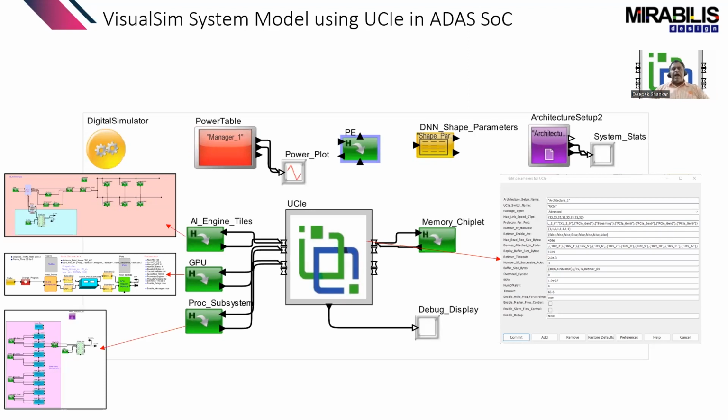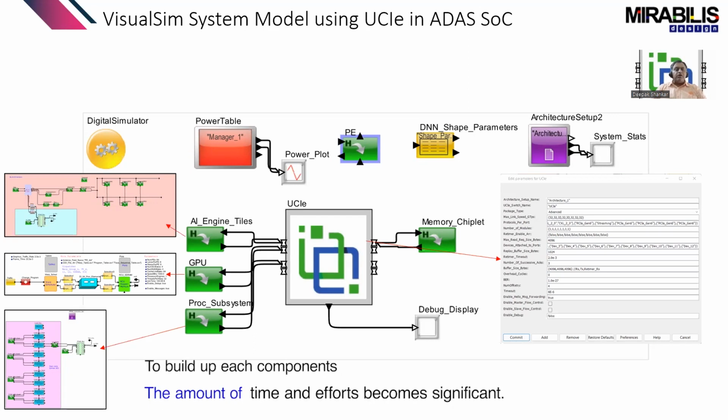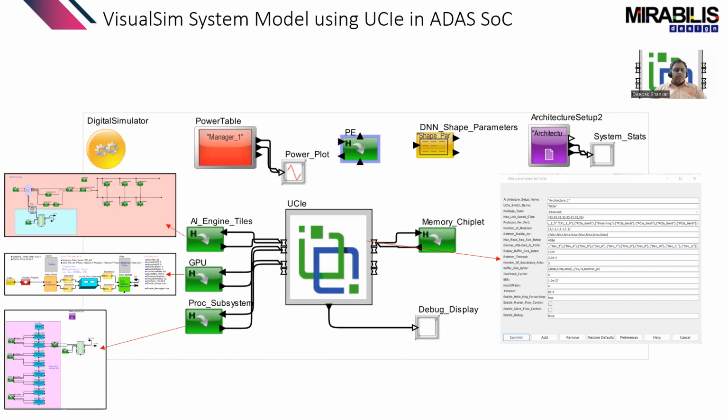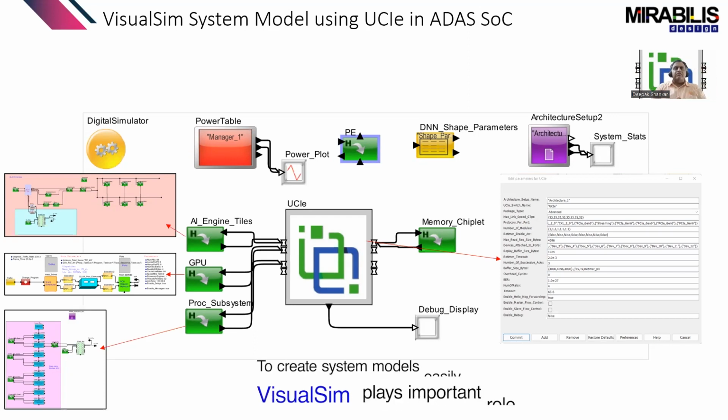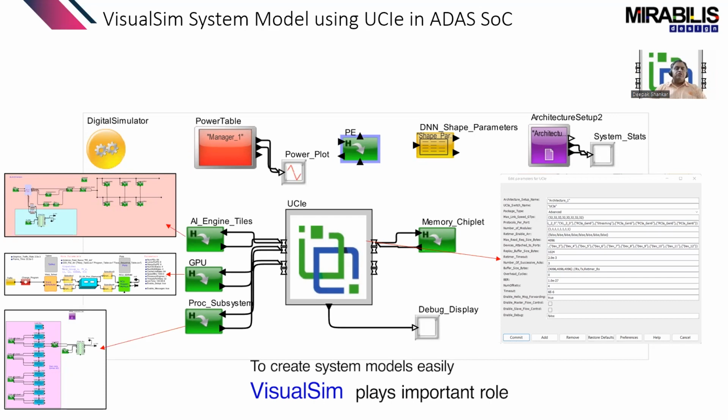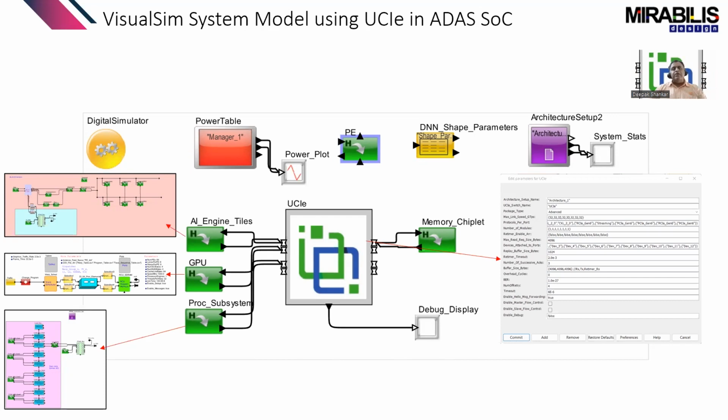When you think about it, if I had to do everything from scratch, which means I would have to build up each one of these components, the amount of effort and time is pretty significant. What you really need to start thinking about is, how do I create a system model very easily? And that's where VisualSim comes into play, where we provide you all of these pre-built building blocks. You're dragging and dropping them and instantiating these components instantly to create this block diagram. So in a first order design, in a few weeks, you can actually have the architecture ready to go.